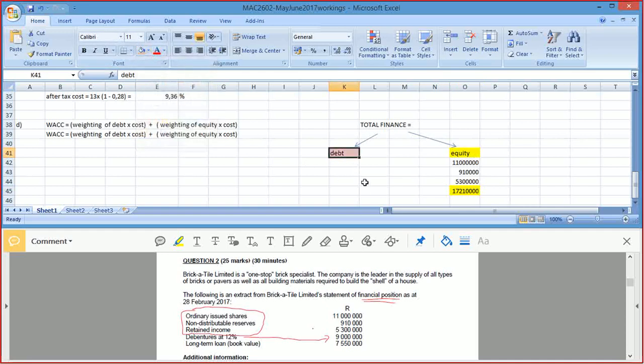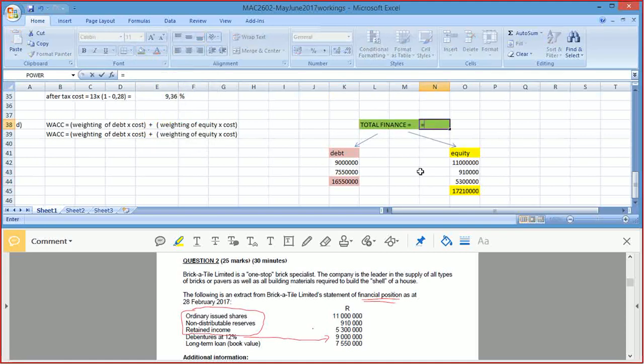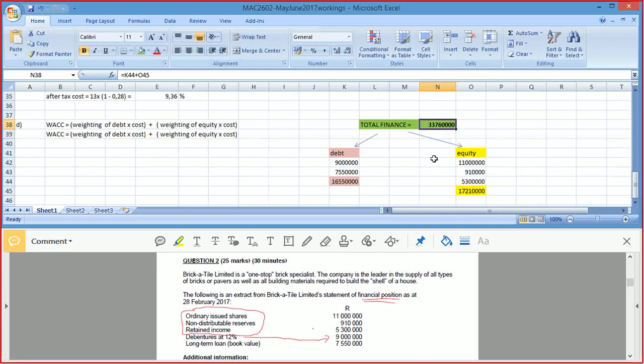Debt, debentures of 9 and long-term loan of 7.55. Total 16. Total finance, debt and equity added together. That's okay. Do you see what I did there? Yes, sir, I did. Okay, so now I can get the weighting.